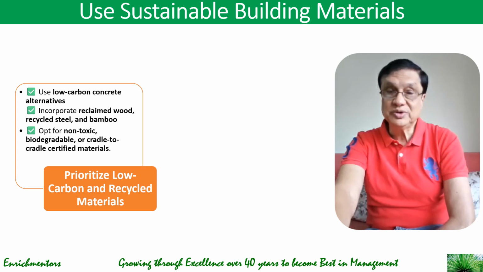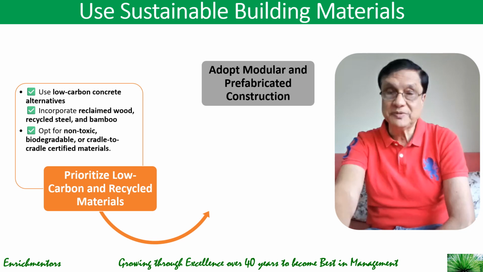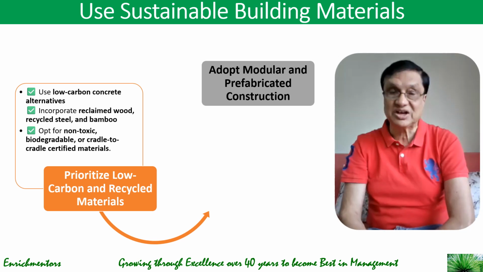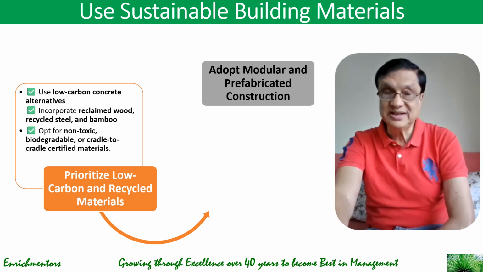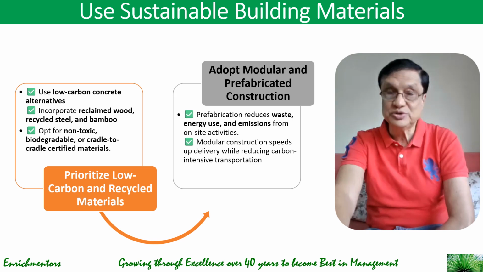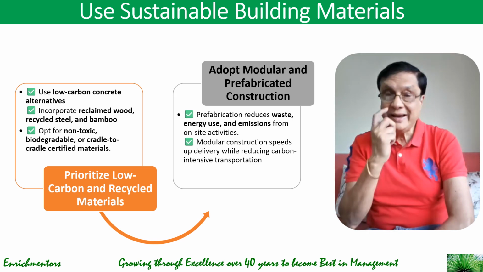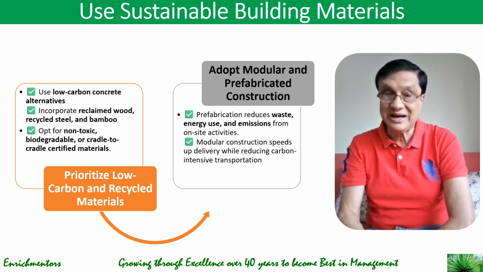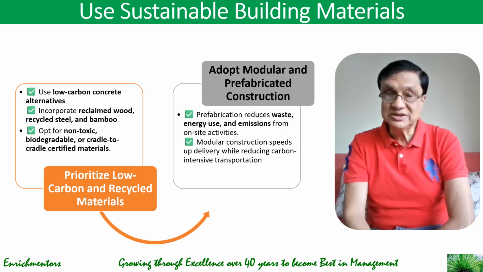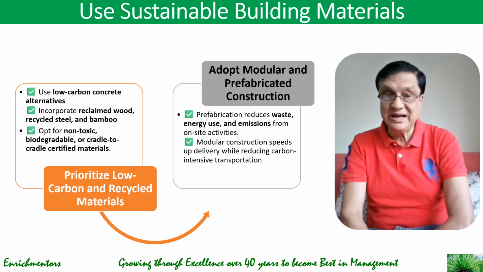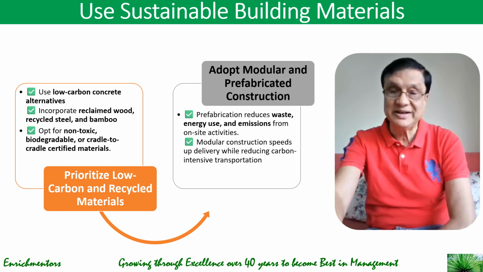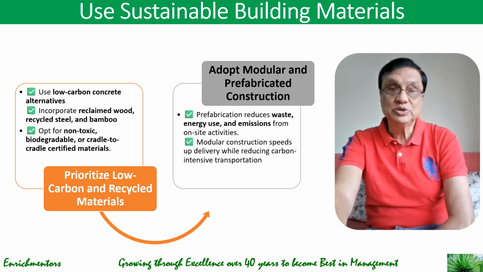The second thing you can do to use sustainable building material is to adopt modular and prefab construction. And there are two things that you can do. Prefab definitely reduces the energy use and emissions from on-site activities. And modular construction speeds up the delivery while reducing carbon-intensive transportation. So these are two things that you can do to use sustainable building materials.